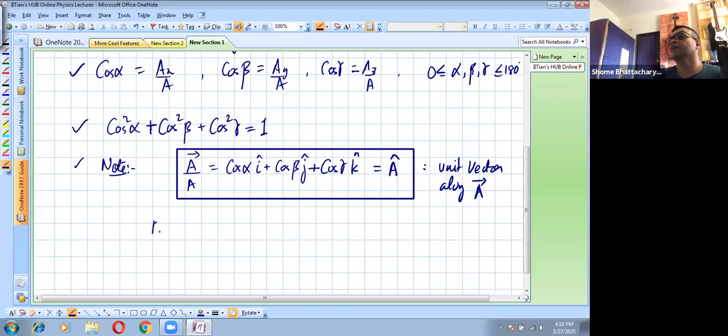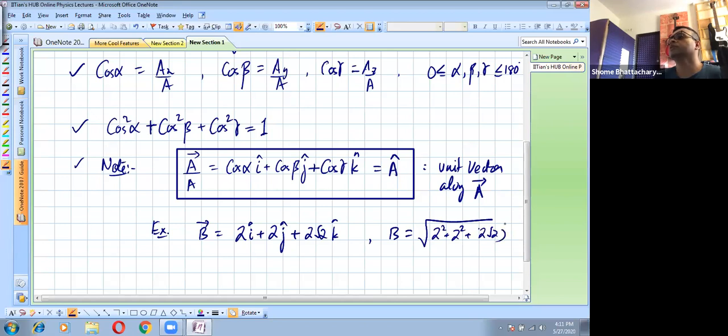For example, if I have a vector b, which is let's say 2i cap plus 2j cap plus 2 root 2 k cap. You can see from here that magnitude of b becomes square root of 2 square plus 2 square plus 2 root 2 whole square. So that is square root of 4 plus 4 plus 8, so that is 4.